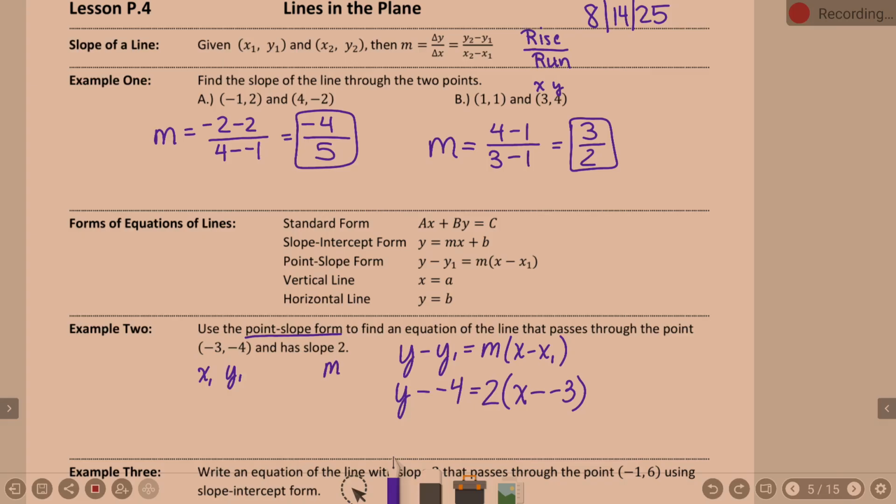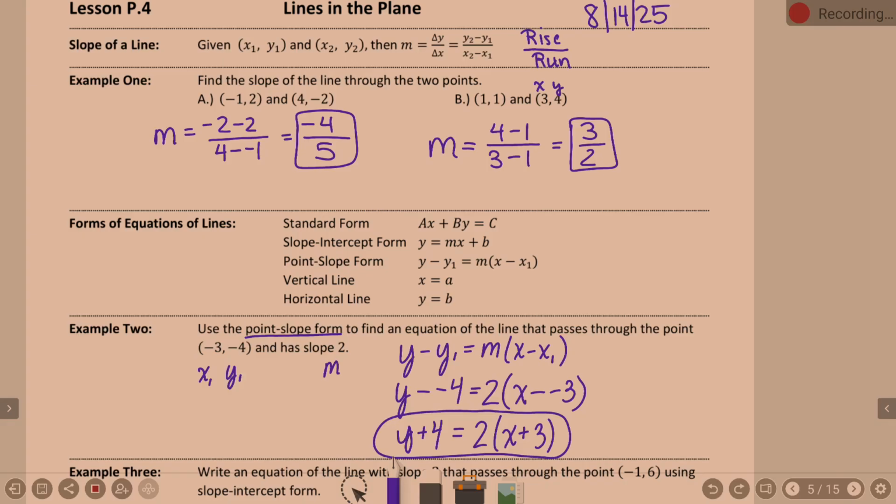The only thing I'm going to do, because they asked me to use point slope form, is very basic cleanup. What do we know about minus a negative? It's positive. So I'm going to write my final answer as y plus 4 equals 2 times x plus 3. Oh, that's it. That's it?